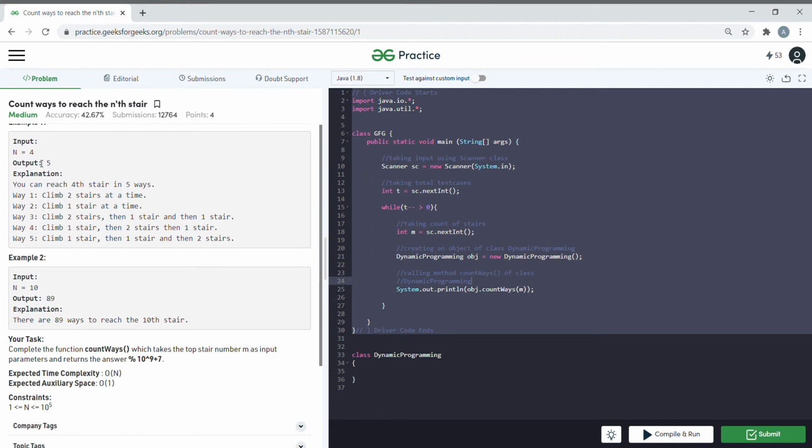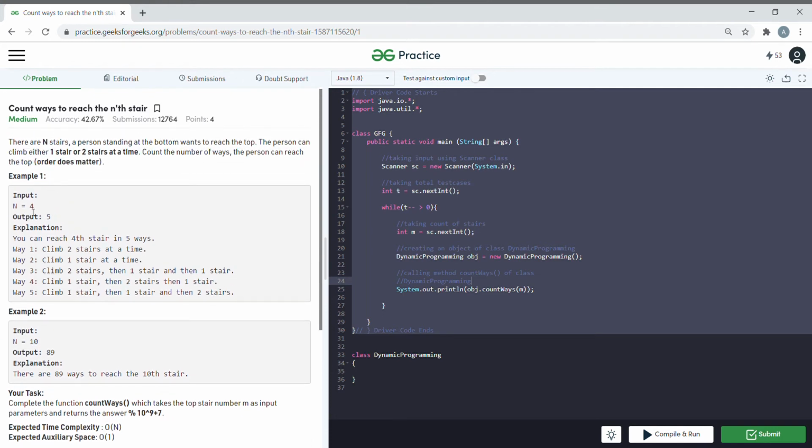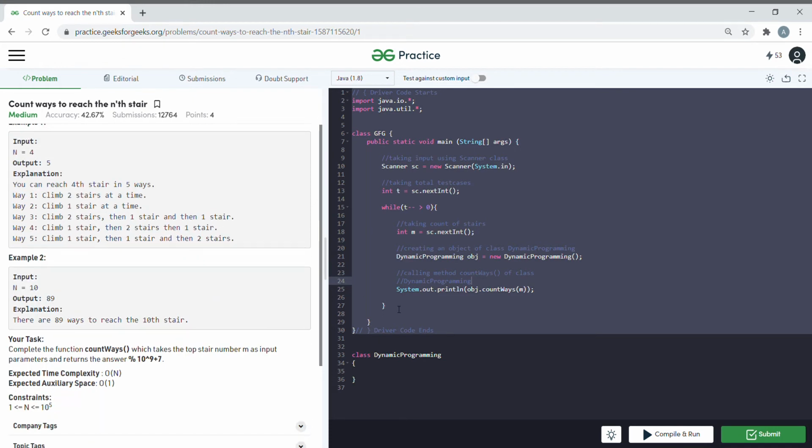So let's look into an example. When the input is 4, that is there are 4 stairs, the number of possibilities a person can climb that many stairs is 5. So how is it? You can reach the 4th stair in 5 ways. Way 1, climb 2 stairs at a time; climb 1 stair at a time; climb 2 stairs, then 1 stair and 1 stair. Let's look at it better.